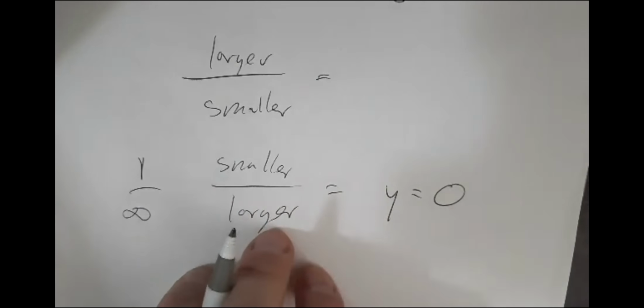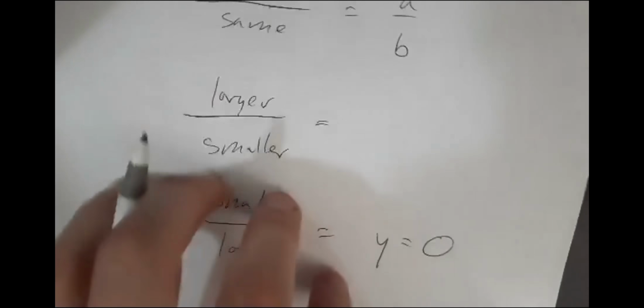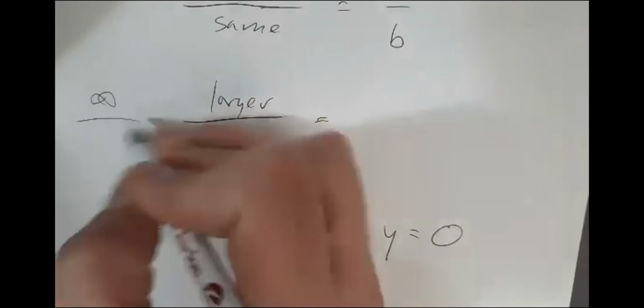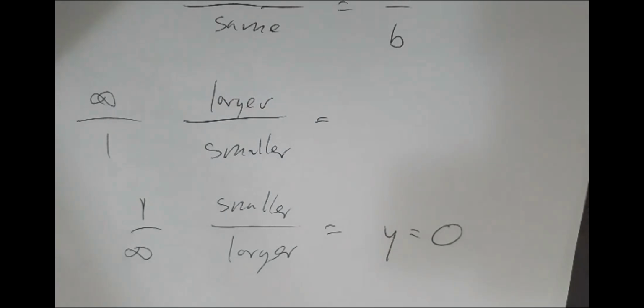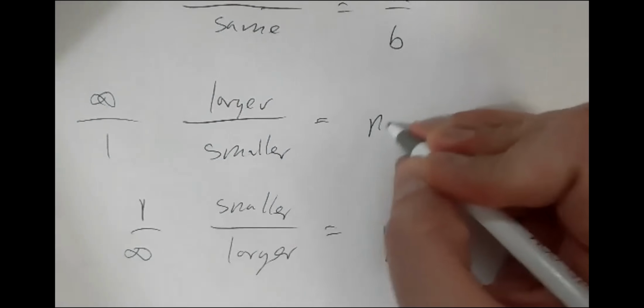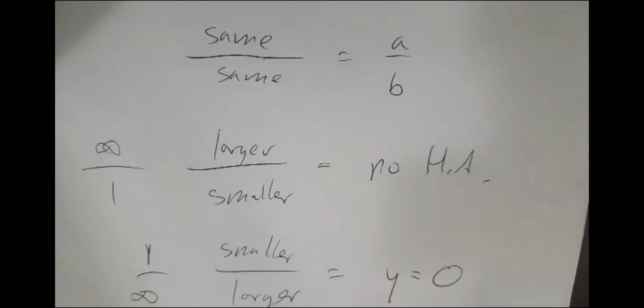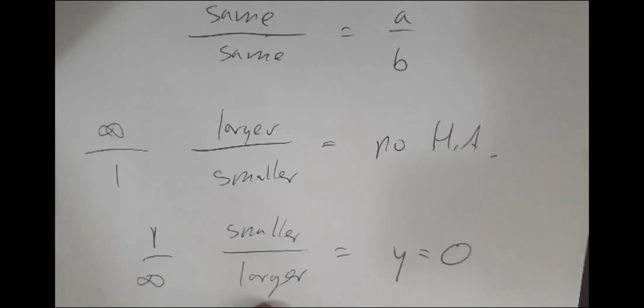The larger the number on the bottom, the smaller this number gets overall. So vice versa, if we get something very large on top, this is sort of like we're shooting off to infinity here and we remain that on the bottom. There's not a lot we can say. No horizontal asymptote here.